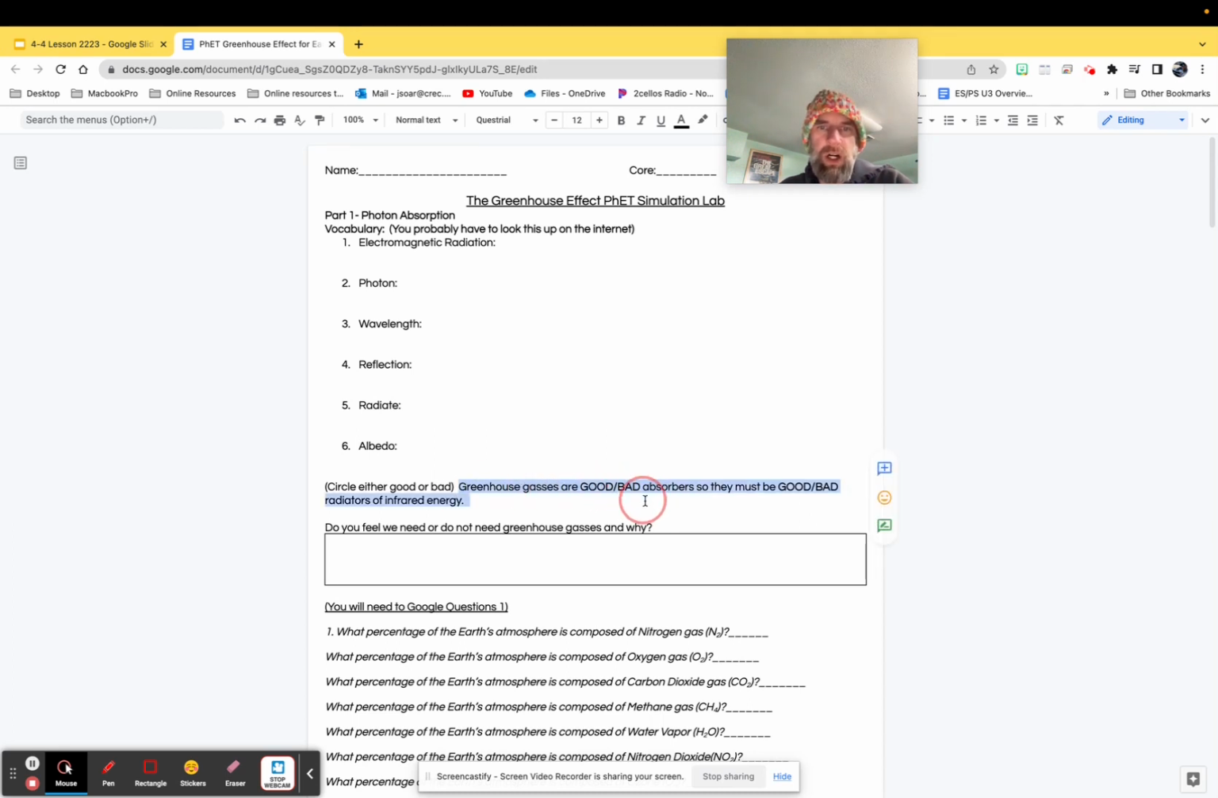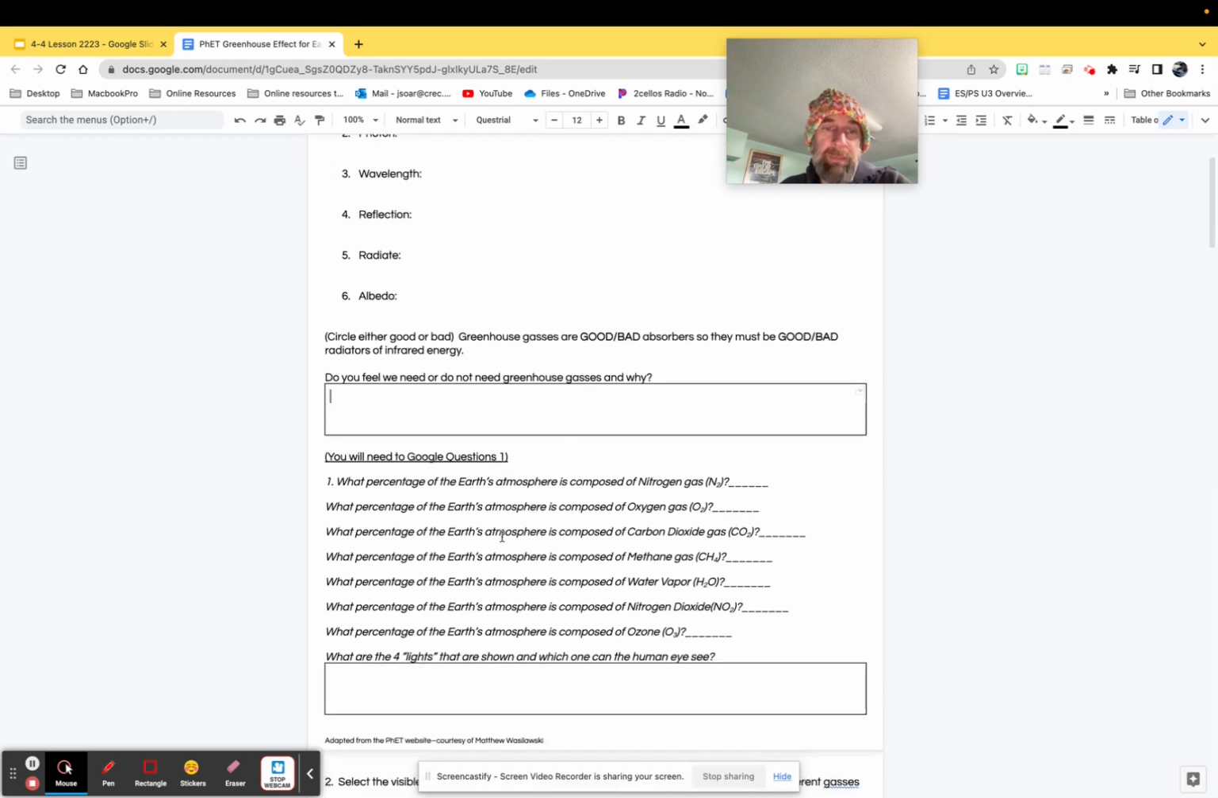Greenhouse gases are good, bad absorbers, so they must be good, bad radiators of infrared energy. Give this one a think. You're either going to circle good or bad, and then down here, circle good or bad. Do you feel we need or do not need greenhouse gases, and why? Tell me what you think. All right, back up your reasoning.